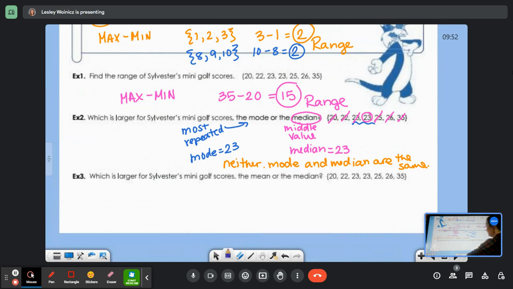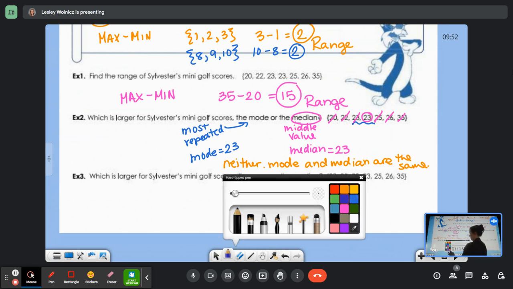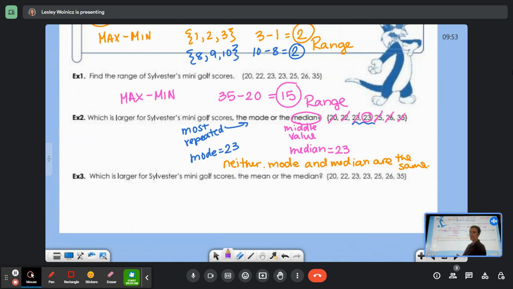Which is larger, the mean or the median? Remember, the mean is the one where we have to add them all up and divide by how many there are. I used to think of that one being the meanest one that my teacher could make me do because it was the most work. So the mean would be 20 plus 22 plus 23 plus 23 plus 25 plus 26 plus 35 divided by how many there are. 1, 2, 3, 4, 5, 6, 7.